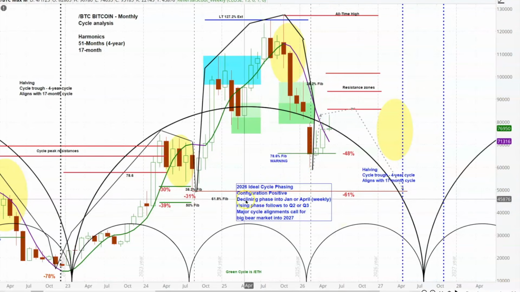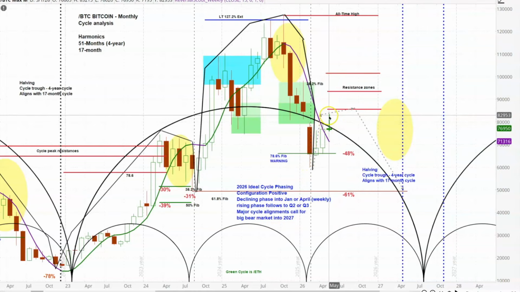And what I said is that there's likely a declining phase into January or maybe into the April weekly. But we know the January made the low. Rising phase follows into Q2 or Q3. That's on this monthly chart. And here it is right over here, just as we said, rising phase. So we're now here in Q2 right now. And Q3 would take it up over here.